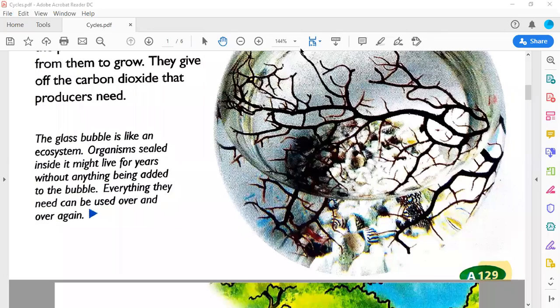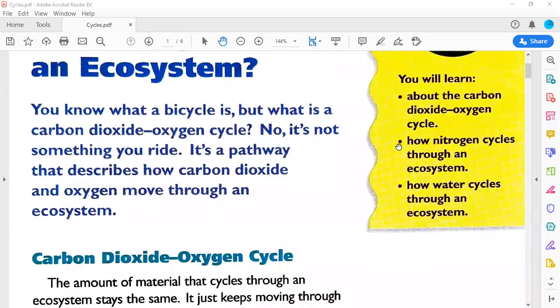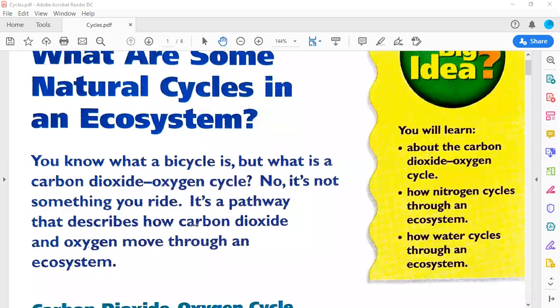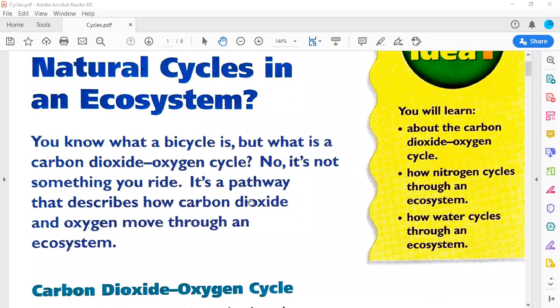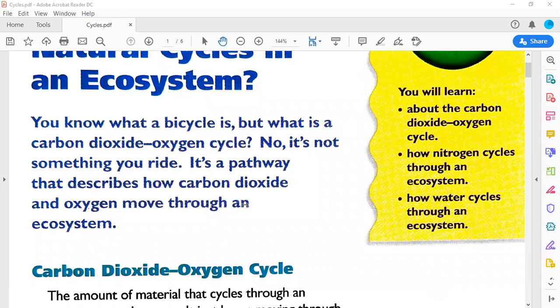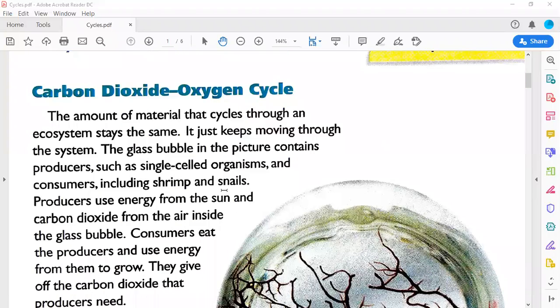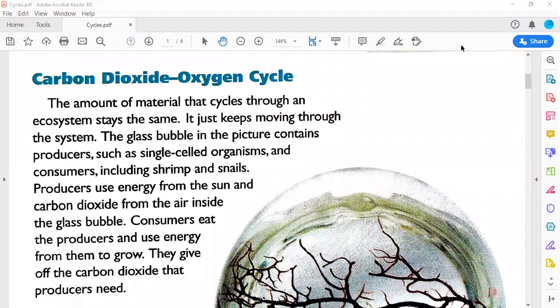Okay, so we are going to start. This lesson is about the cycles in an ecosystem. You probably know about the water cycle, but there are many different things that have cycles in nature or in an ecosystem. So this is what we're going to be studying today. And it says, you know what a bicycle is, but what is a carbon dioxide oxygen cycle? No, it is not something you write. It's a pathway that describes how carbon dioxide and oxygen move through an ecosystem. Okay, so that's what we're going to be learning today. Carbon dioxide oxygen cycle.